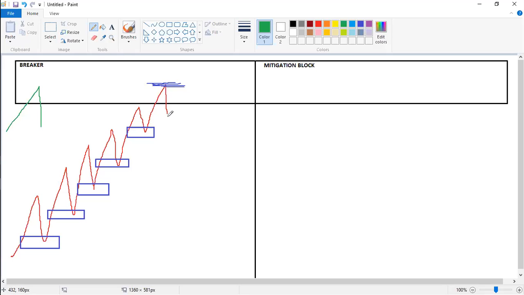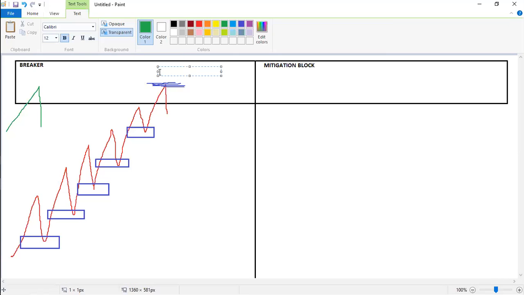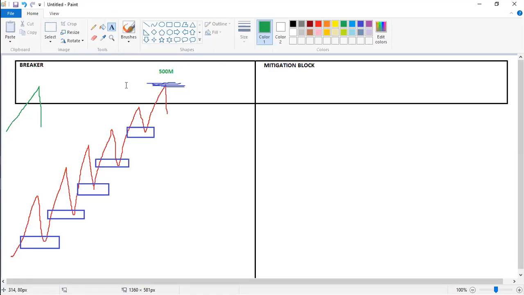So if the institutions notice that there's a lot of money up here, for example, let's say $500 million of stop losses up there, what they're going to do is, when price comes down here to make a higher low, this order block here, they are going to buy. They're going to use this order block to buy. But this buy is a manipulation. They are buying to take out all those stop losses.